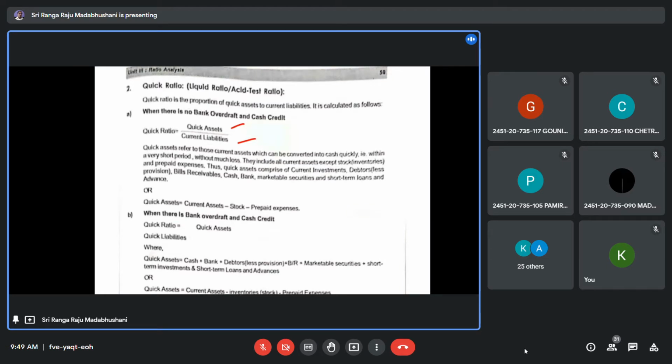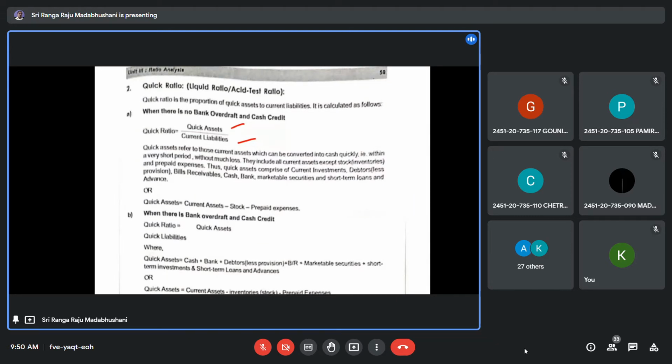So by cross multiplication, ratio and current liability, you will get current assets. From that current assets, if you subtract stock and prepaid expenses, then you will get quick assets. What is the sense of quick assets? Which are easily convertible into cash. So debtors, bills receivable, short-term investments, cash, bank balance, all these are easily convertible into cash.